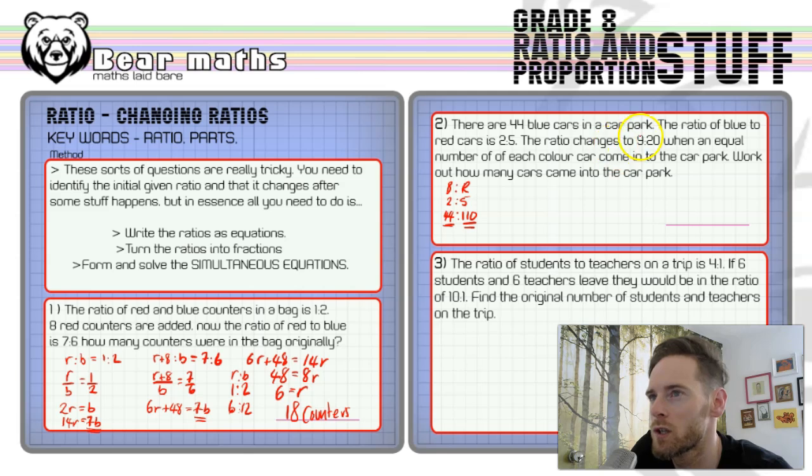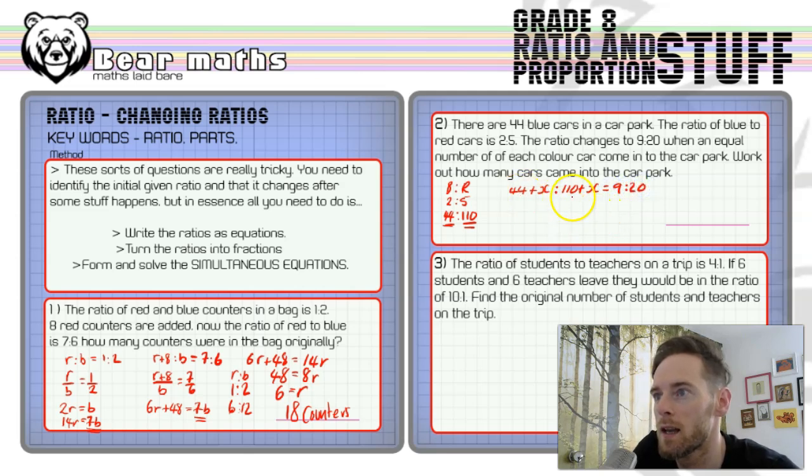So we know the ratio changes to 9 to 20. All right, so let's set up a ratio equation. Let's have 44 plus a certain number of cars that come into the car park, in the ratio of 110 plus the same number of cars that come into the car park, so we use the same letter x, is equal to 9 to 20.